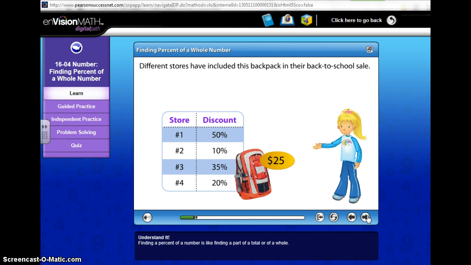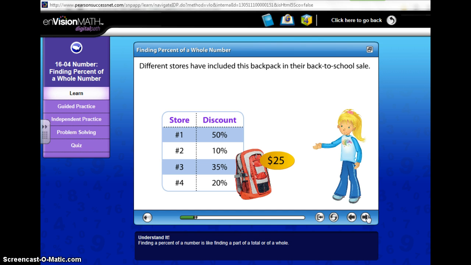So our question is, there's a backpack for sale. And it is 25 bucks, but it's for sale in 4 different stores. Store number 1, 50% discount. Store number 2, 10%. Store 3, 35%. Store 4, 20%. So my guess is, just by looking at this, you're going to know what store you want to go to.